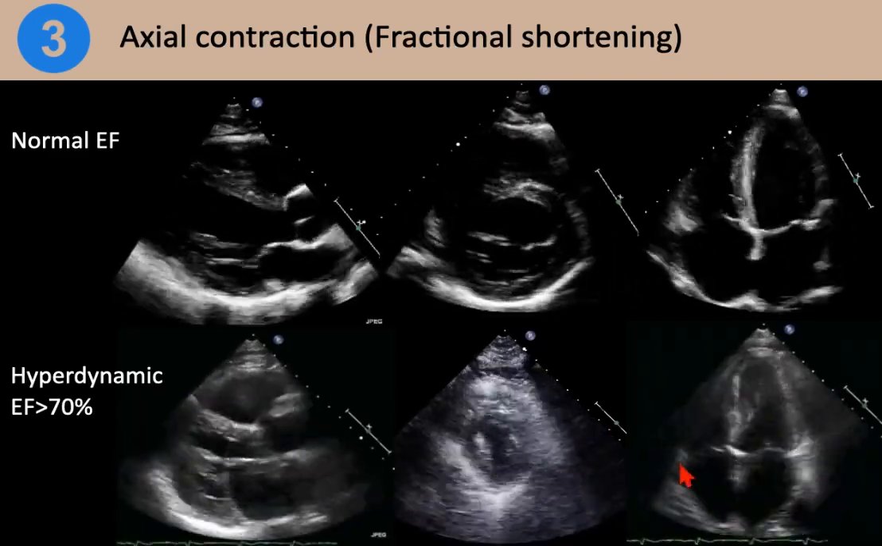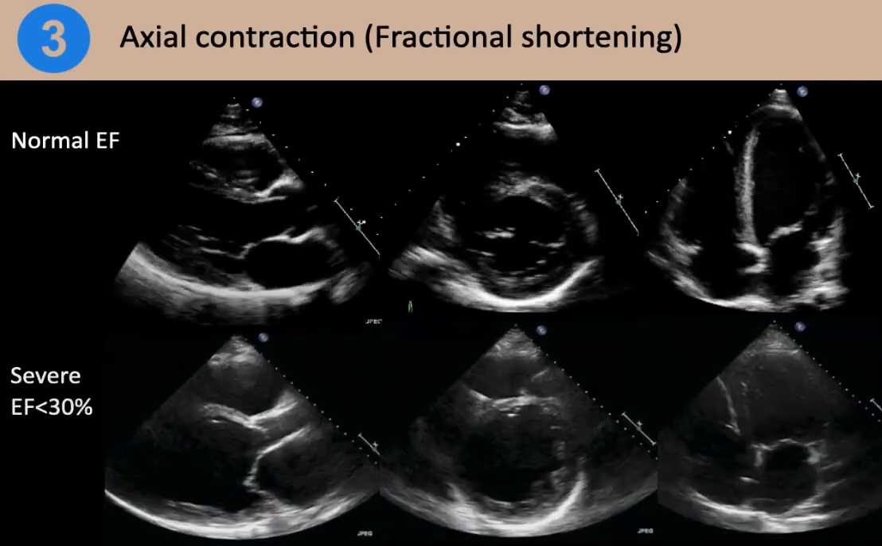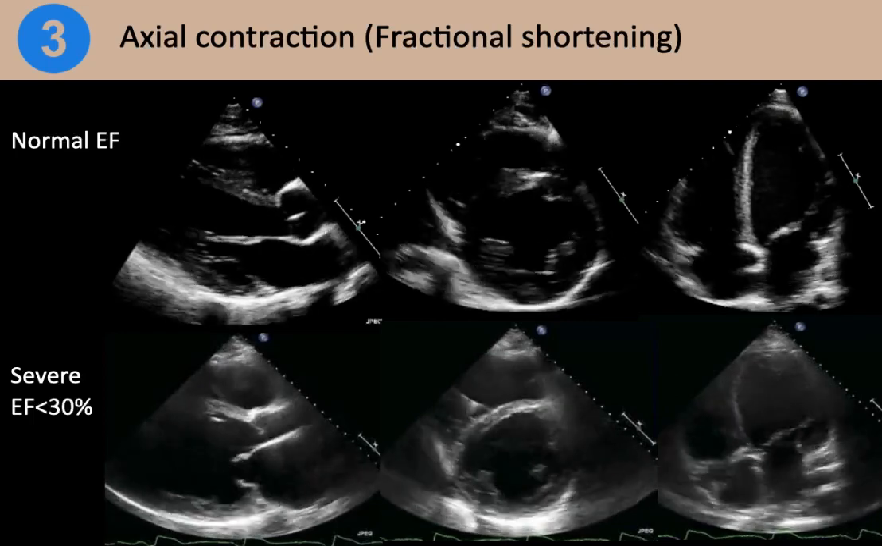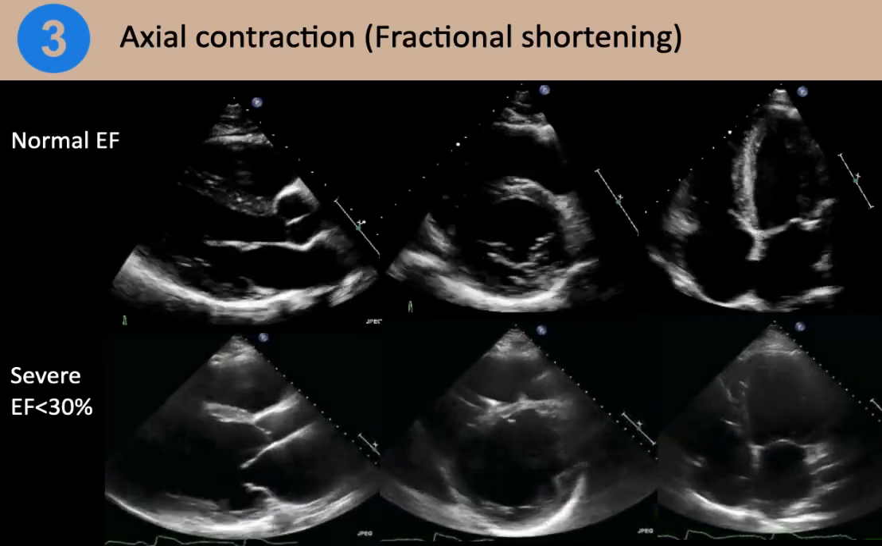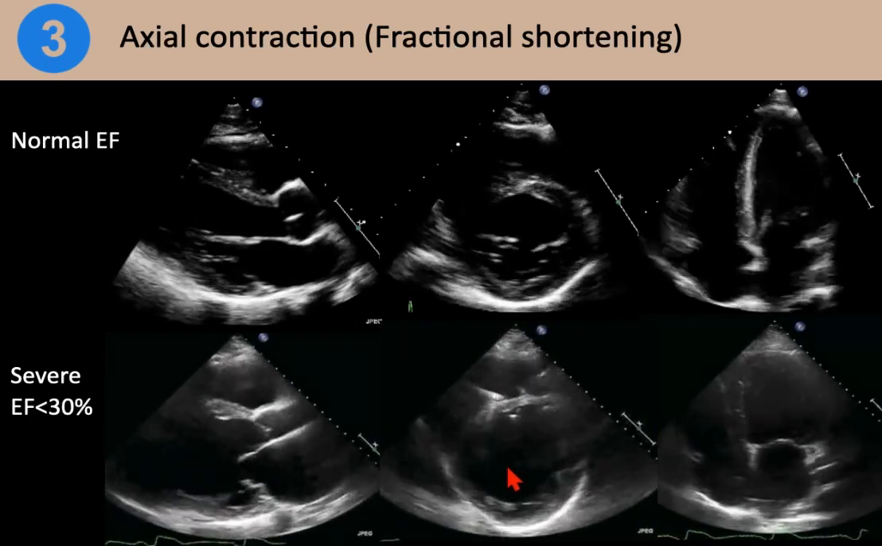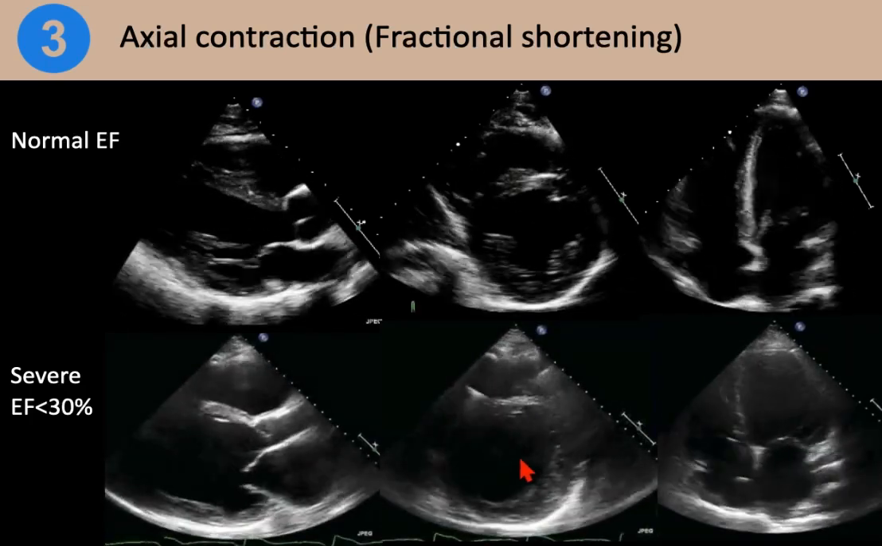In fact, the apical walls are almost kissing. At the other end of the spectrum, the severely reduced contractility will show much less axial contractility. Here, the change in LV diameter seems to be probably around 10 to 15%.